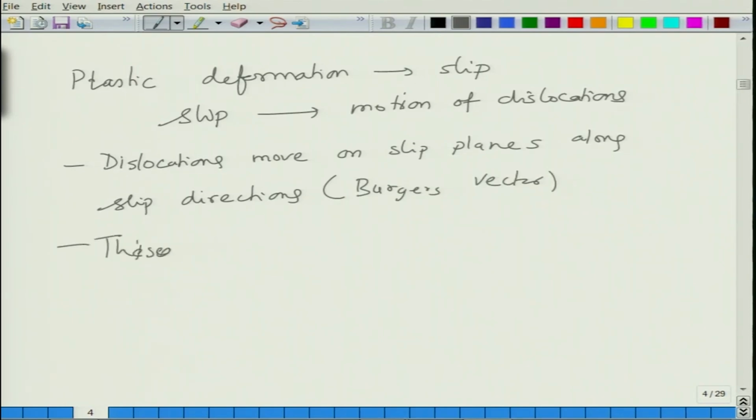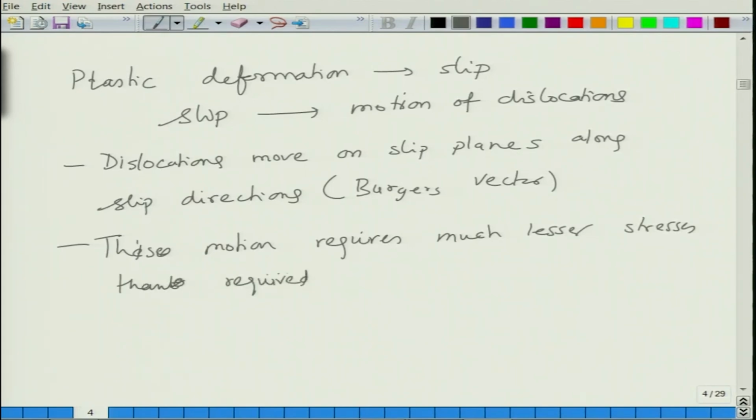This motion requires much lesser stresses than required in a perfect crystal, and that is why real crystals are softer.